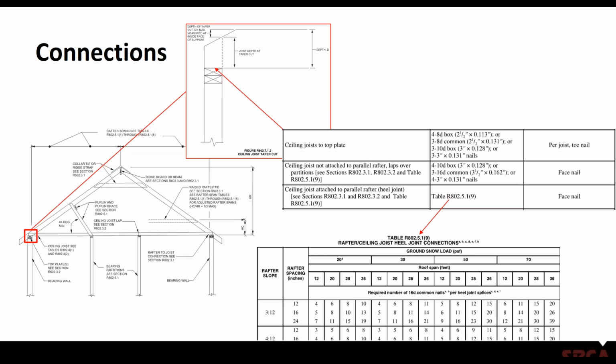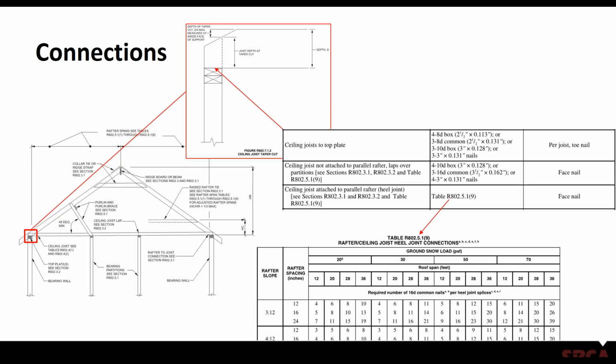Then you've got to go to table R802.5.1(9), and that, as you can see just from the little bit of table that we've got here in the lower right-hand corner of this slide, for a rafter slope of 3:12, rafter spacing at 24 inches on center, if my ground snow load is 30 pounds per square foot and my roof span is 36 feet, I need to have 21 nails, and these are 16d common, per each heel joint splice to resist that thrust. The lower the slope, the greater the thrust. That's why it's limited to 3:12 or greater.